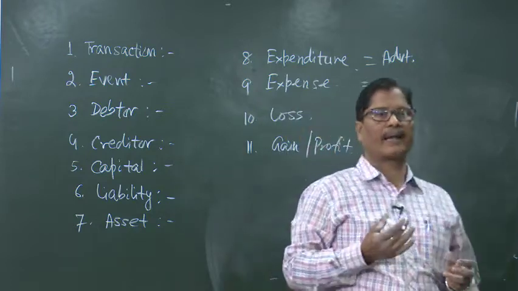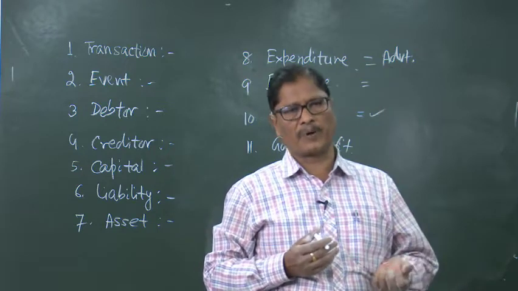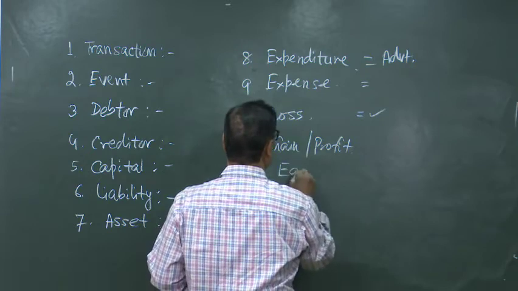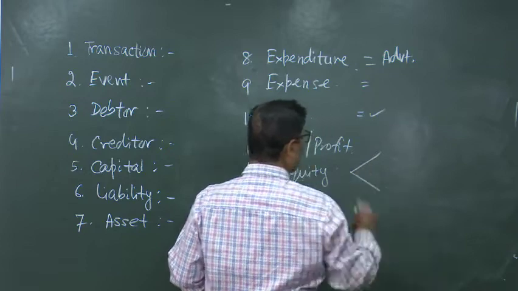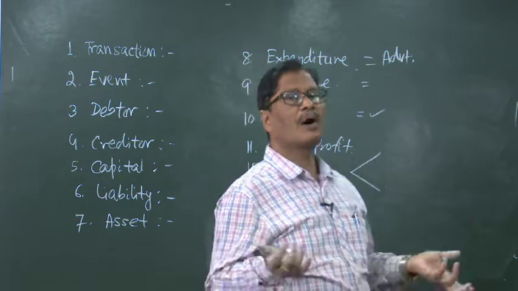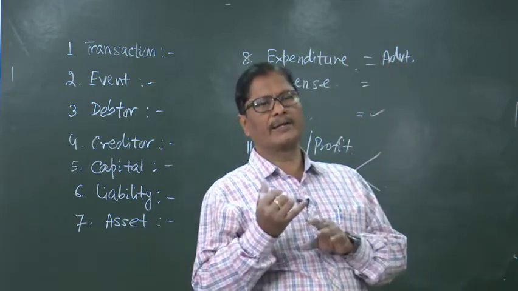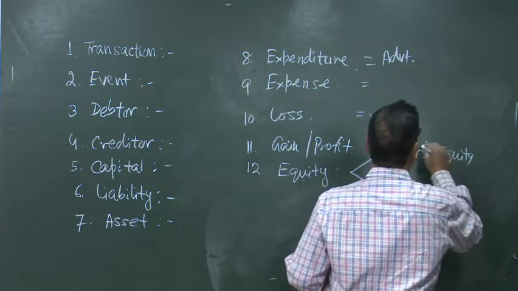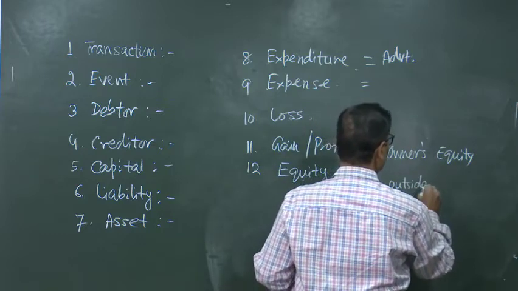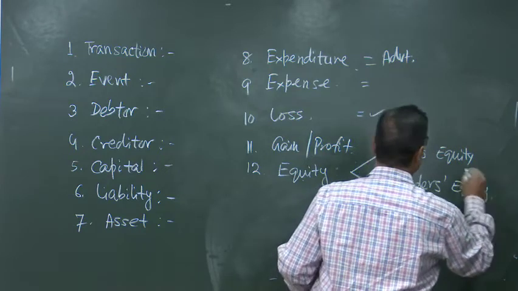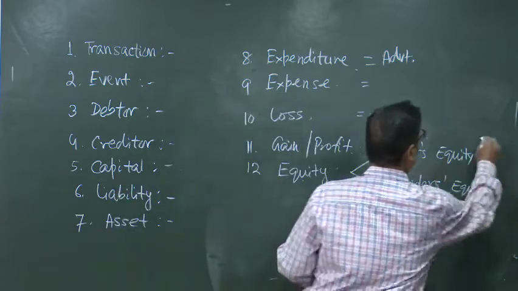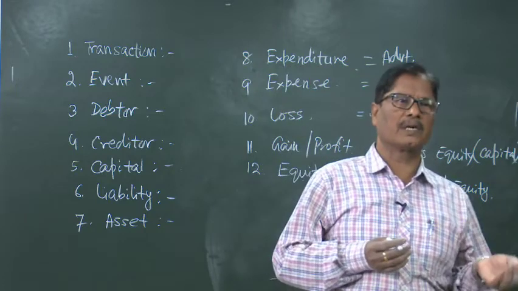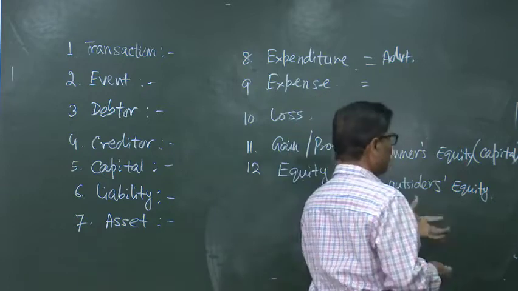Then the opposite of loss is gain. When your sale proceeds are more than your cost, then there will be profit or gain. Then equity. Actually, total of the asset side is equal to total of equity. What you all have is your equity. Equity can be divided into two types, that is owner's equity and outsider's equity. Owner's equity is nothing but capital and all the other equity, shareholders' funds, that is your reserves etc., will also be included in this owner's equity, and outsider equity is liability.